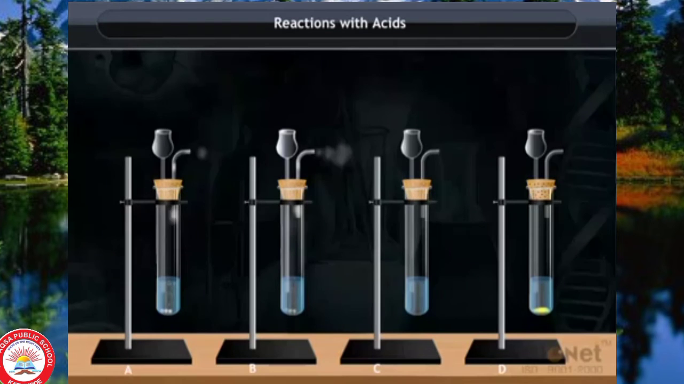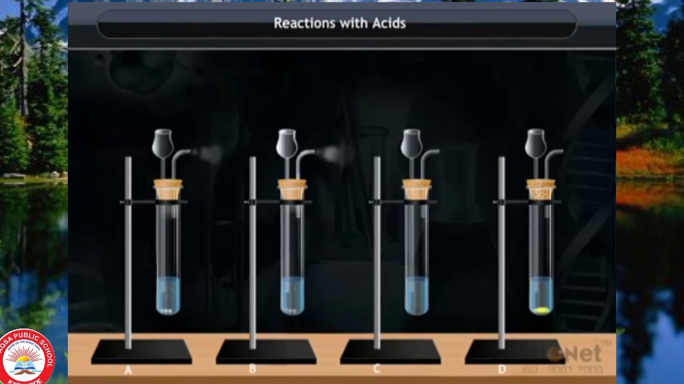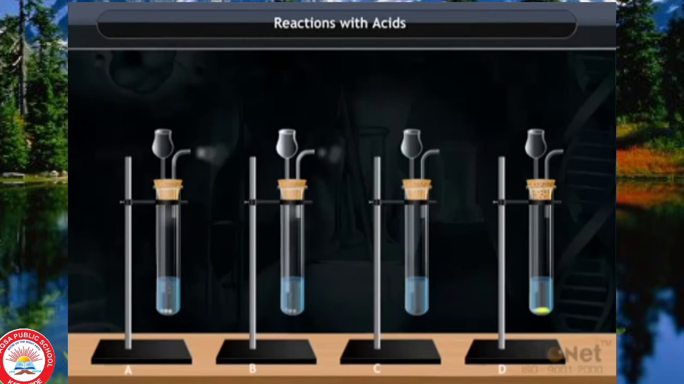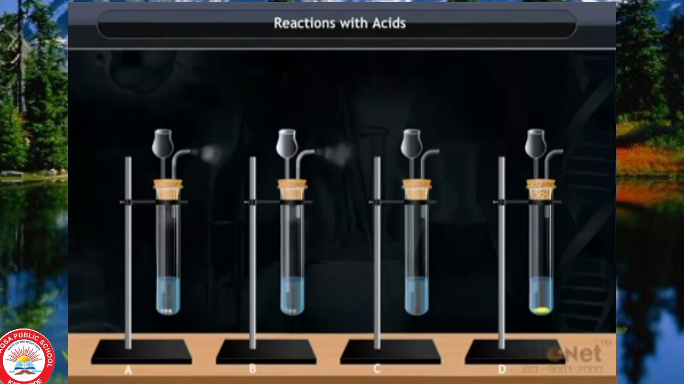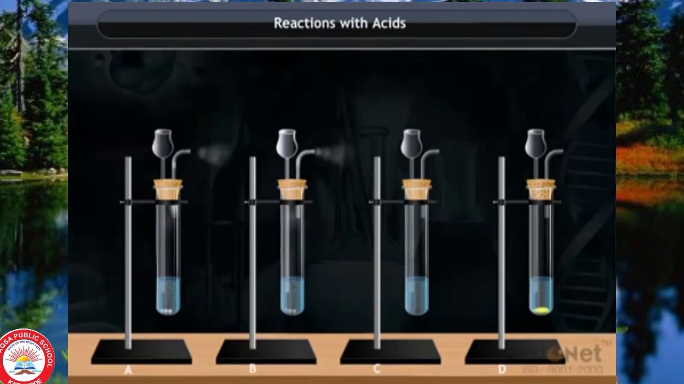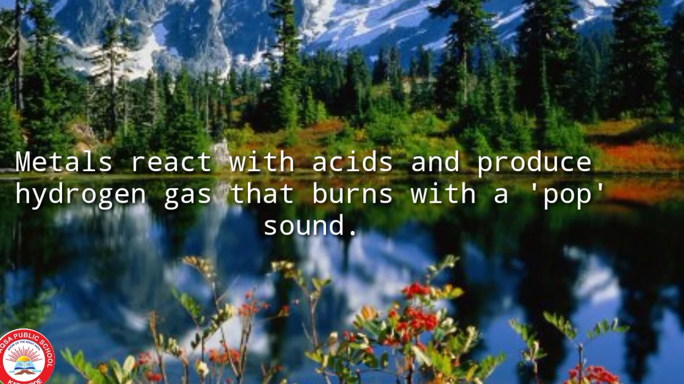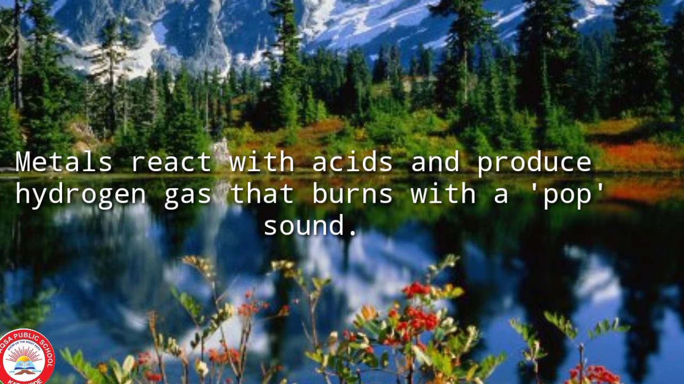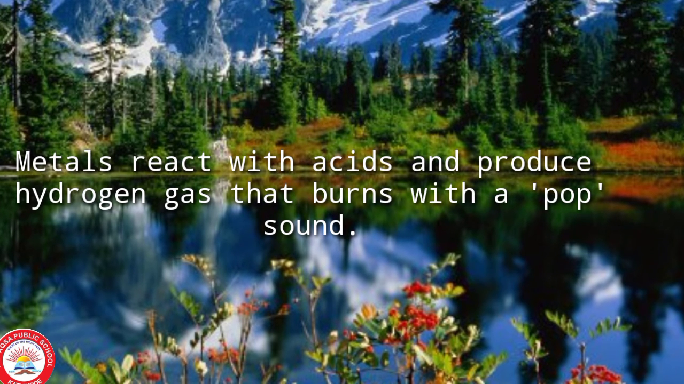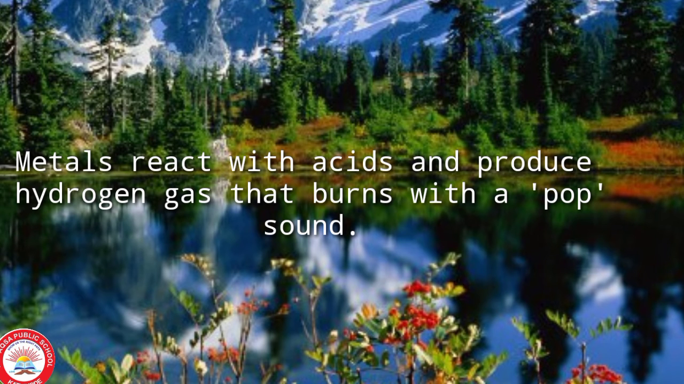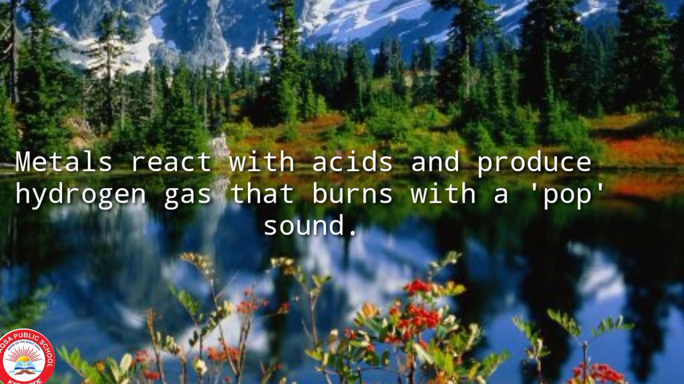What do we conclude from this activity? In test tube A, we have taken zinc and in B, it is iron. Both are metals. But in C and D, they are non-metals. That means metals react with the acid and produce a gas. That gas is hydrogen. That gas burns with a pop sound.